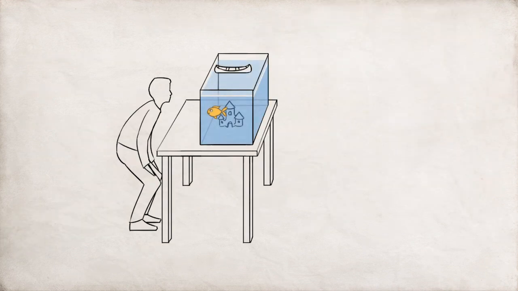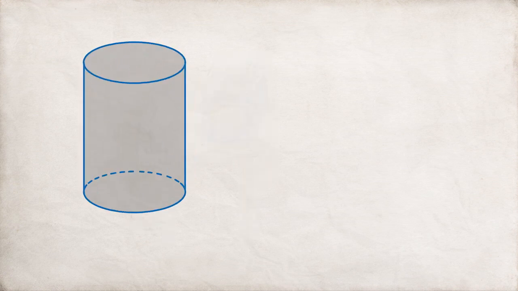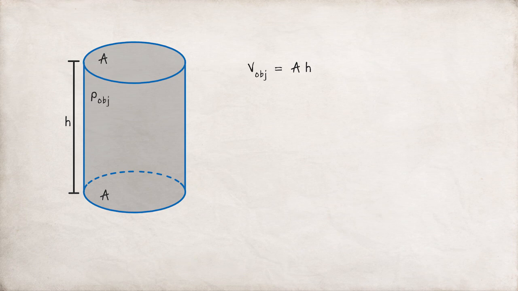Before we tackle something as complex as a fish, let's start by looking at a uniform cylindrical object in the water with top and bottom area A and height h. It has a volume, V object, equal to A times h. With a density ρ object, it has a mass m object of ρ object times V object. On Earth, a force due to gravity of g times m object pulls down on the object.